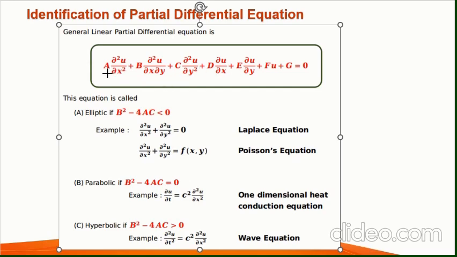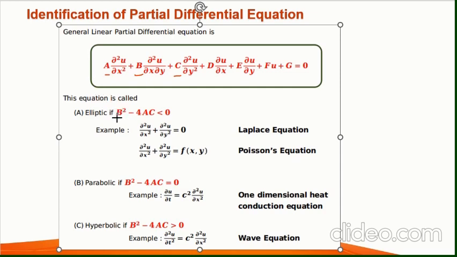Now we will mainly concentrate on these three, A, B and C. These three are the coefficients of the second order partial derivatives of u with respect to x, with respect to y, and B is with respect to x and y both. So mainly these three are the decision factors that decide whether the partial differential equation belongs to the category of elliptic, parabolic or hyperbolic.